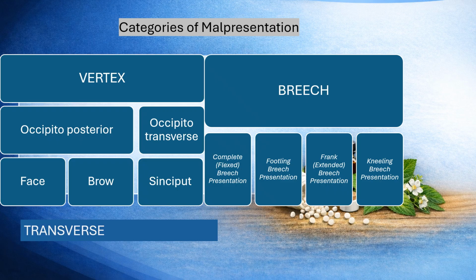Malpresentations are categorized mainly into three groups: vertex varieties such as brow, face, and sinciput, breech presentation, and the transverse lie. Diagnosis is usually made through sonography and vaginal examination.